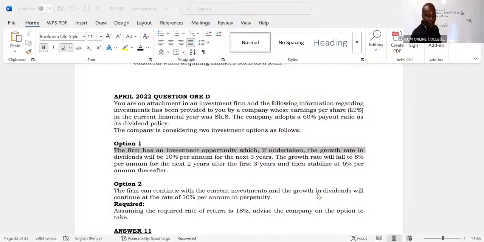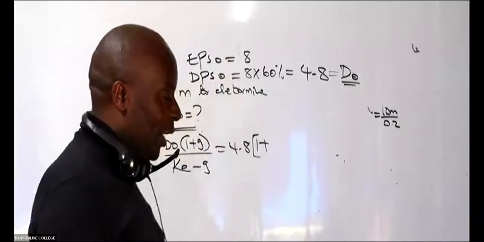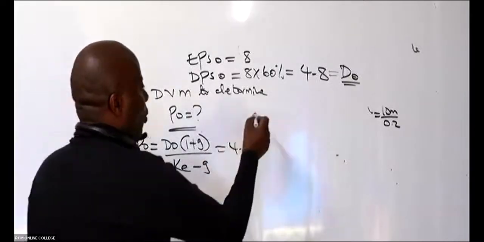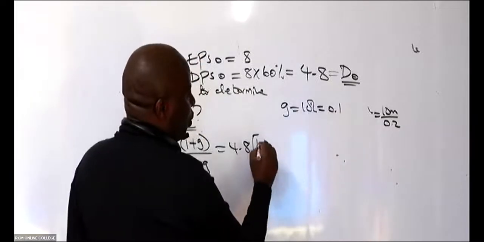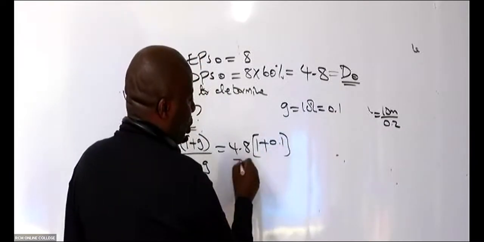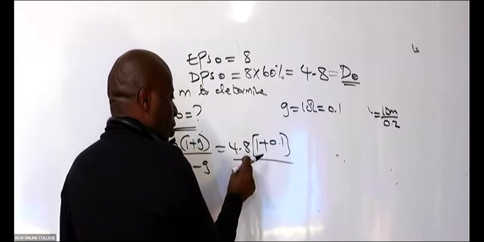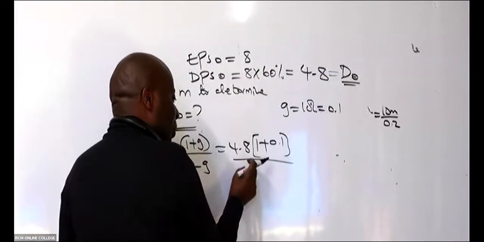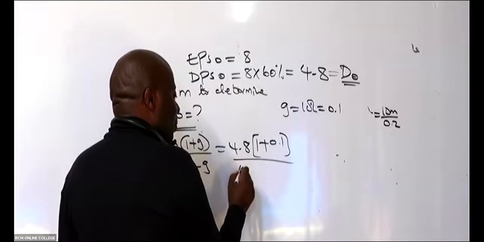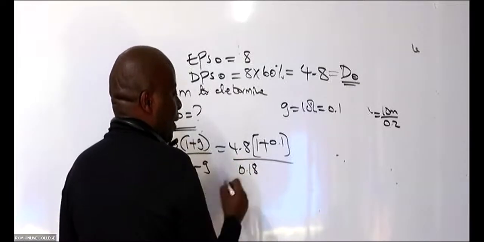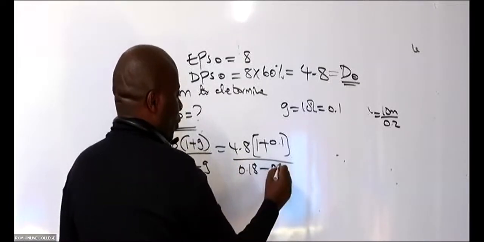So you can see here in option 2, they have told us that the dividends will continue growing at 10% per annum in perpetuity. So the growth rate has been given. And when growth rate is 10%, this is the same as 0.1. So 1 plus 0.1, all over cost of equity, which is the same as required return. They've told me it is 18%. 18% is 0.18 minus the same growth rate of 0.1.